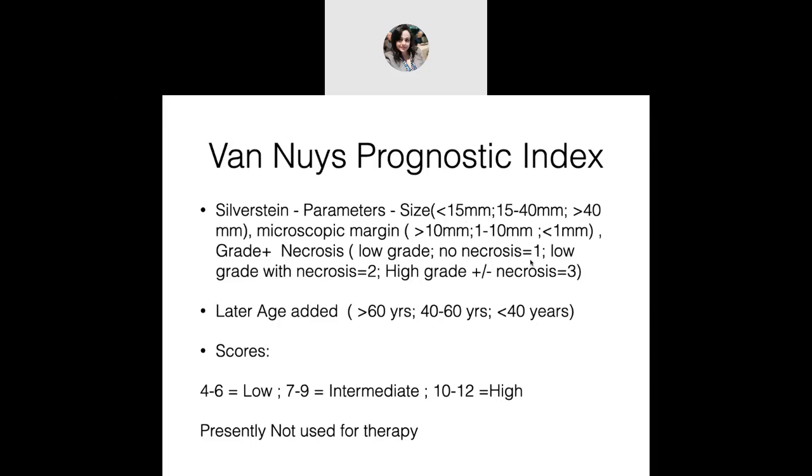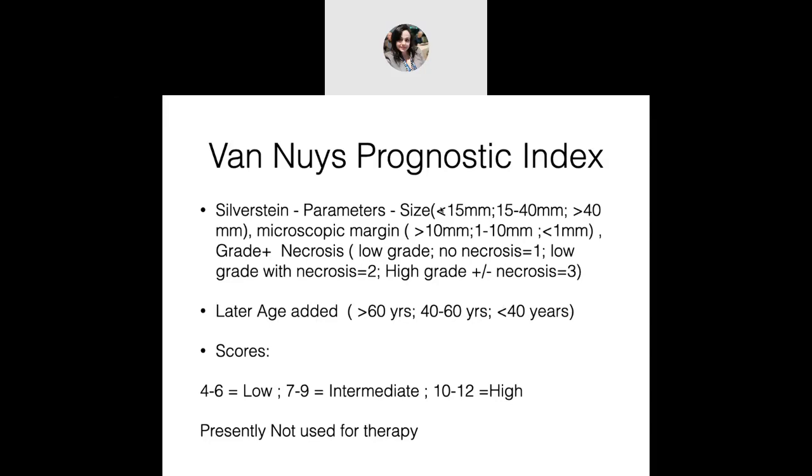So the total score will be how much? 3. Okay. Later on, Dr. Silverstein said, if you have 3, it is the best prognosis, and just lumpectomy may be enough. Okay, no further treatment, maybe just radiotherapy. Now, somebody later added the category of age also in this. More than 60 years, give a value of 1. 40 to 60, give a value of 2. Less than 40 years, which is a bad prognostic factor, give a value of 3. 1, 2, and 3. Okay, is that clear?